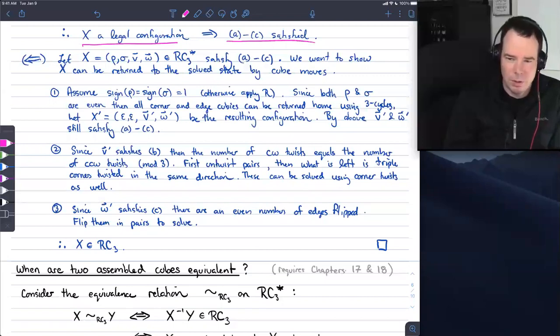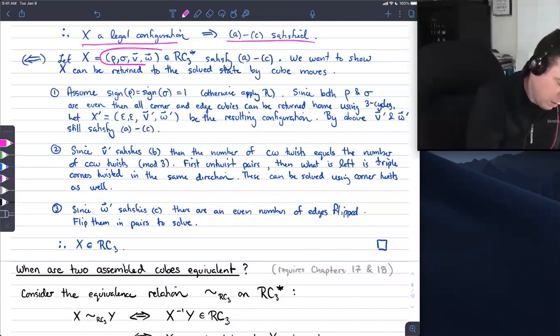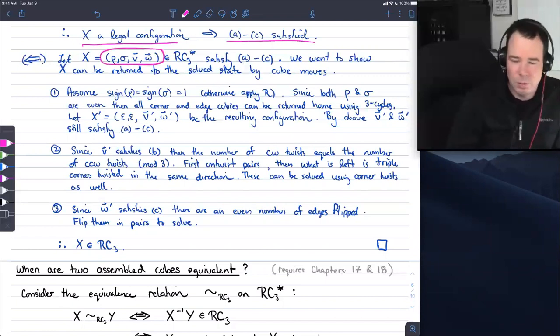And so how are we going to do that? This is where our 4 moves come into play. So A through C are satisfied. Assume this is our configuration, and it satisfies A through C. The parity of rho and the parity of sigma are the same. The sum of the VIs is 0 mod 3. The sum of the WIs is 0 mod 2.